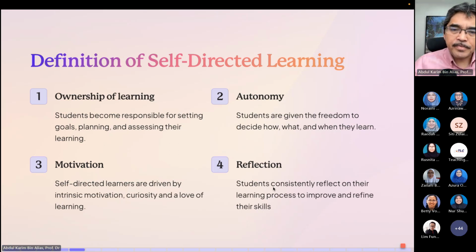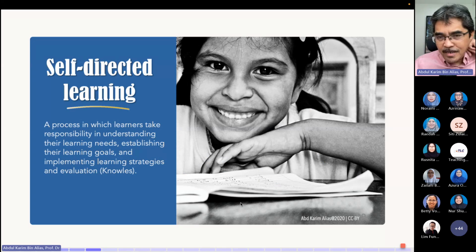Okay. Ada lagi soalan dalam chat? Apa ni Dr. Zulman? Tak ada. Tak ada. Okay. Tolong monitor ya. So that I can focus on this screen here.